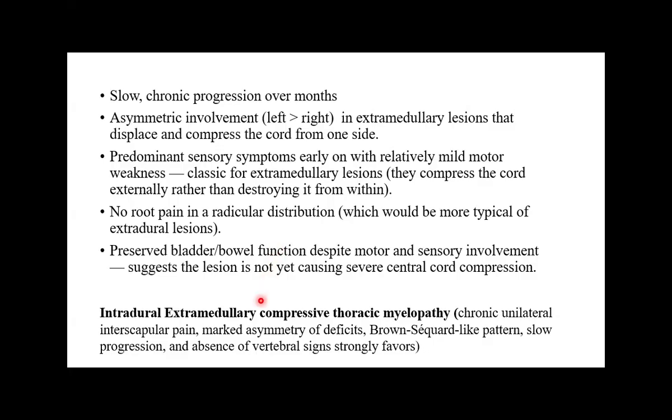And the preserved bladder and bowel function suggests that the lesion is not yet causing central cord compression. So this is a case of intradural extramedullary compressive myelopathy because of the pain. One is chronic unilateral pain, marked asymmetry, and a Brown-Séquard-like pattern with slow progression and absence of any vertebral sign.